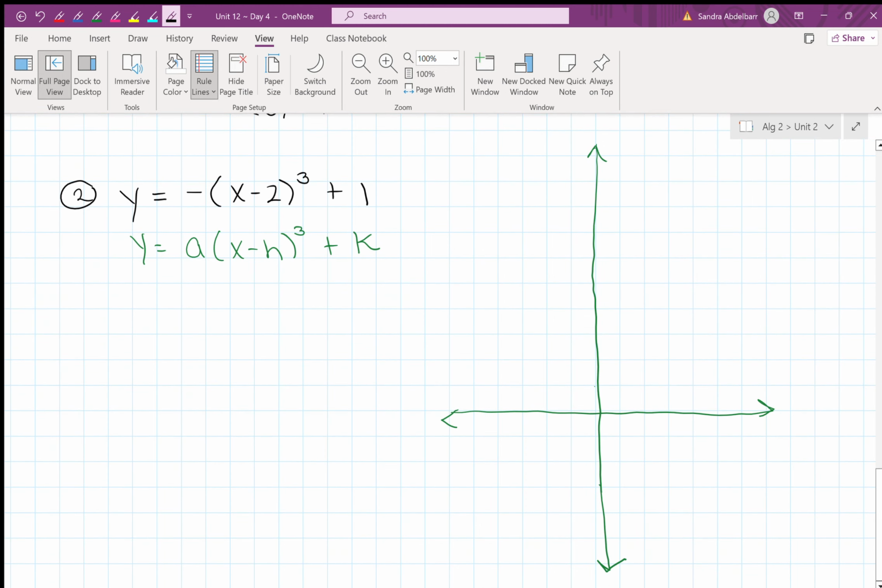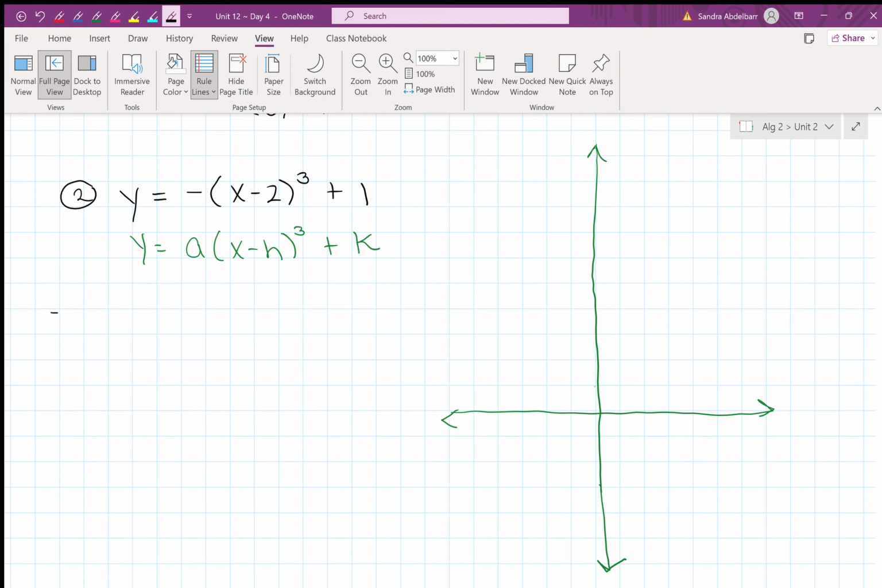All right, let's go through this. So we know this is a disco dancer because it's raised to the third power. We also know that it's the reverse disco dancer because A is negative. So that means we're going from quadrant 1 to quadrant 2 to quadrant 4, right? So we're sort of like an inverted disco dancer. We also know that we're shifting 2 units to the right for our turning point and 1 unit up. We know all of that.